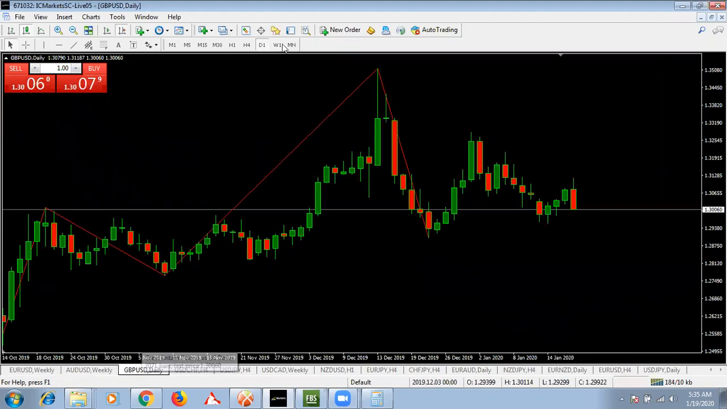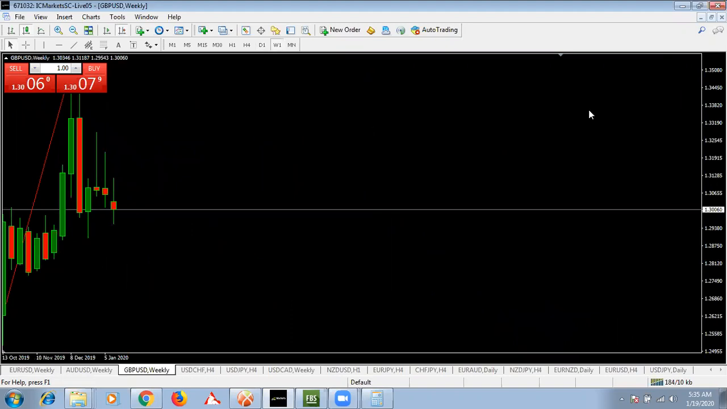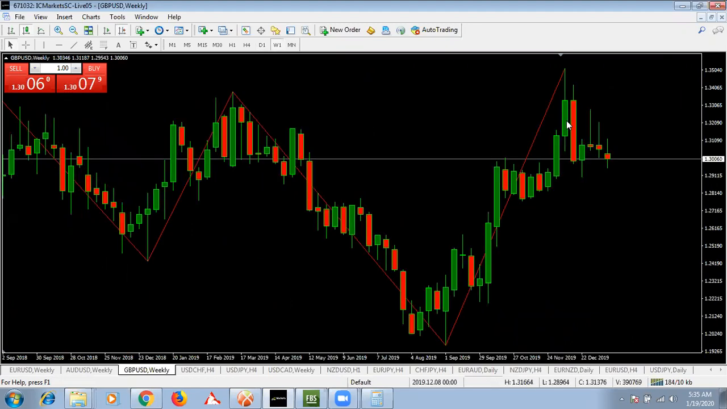Let's go to the weekly time frame. You can see it's almost the same formation from here. So if you are working with this candlestick, this weekly time frame, this market is still what? Bearish. It is still bearish.